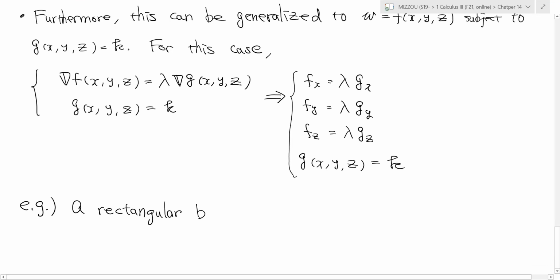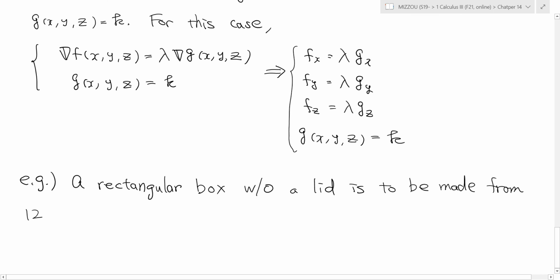A rectangular box without the lid, without the cap, without the top portion, is to be made from 12 square meters of cardboard. So this is the total amount of material you are allowed to use. Then now, you want to optimize the volume. You want to maximize the volume.